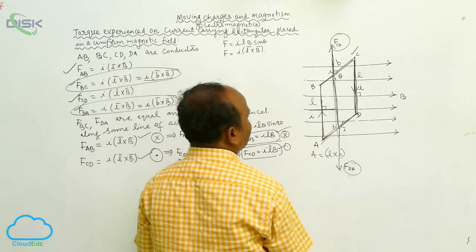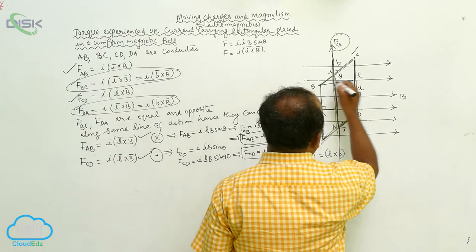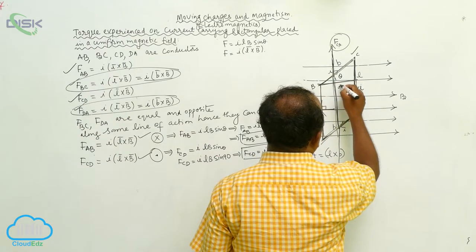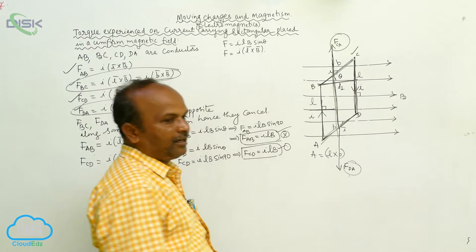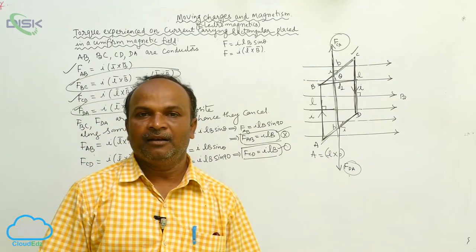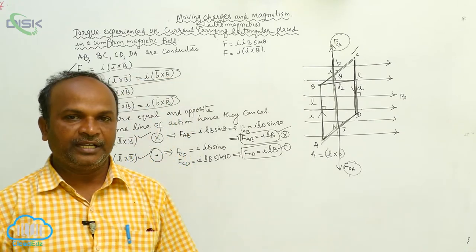And there is a separation. This is the perpendicular separation. Then it will constitute a couple. Because of the couple, it will rotate.